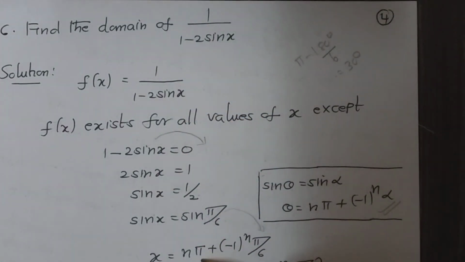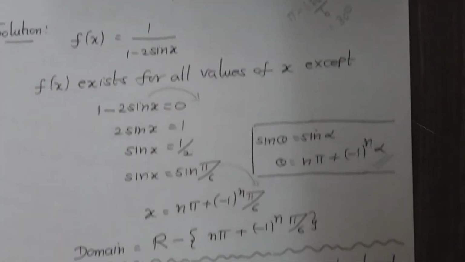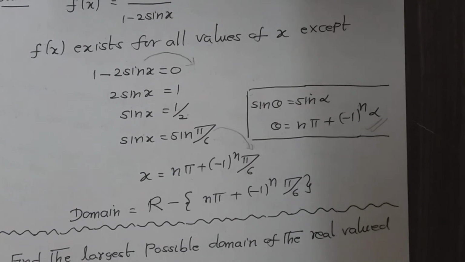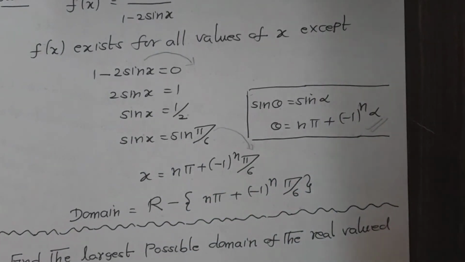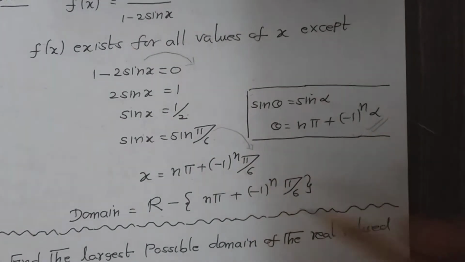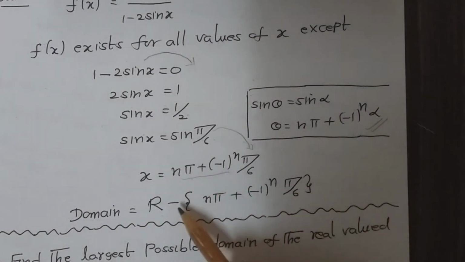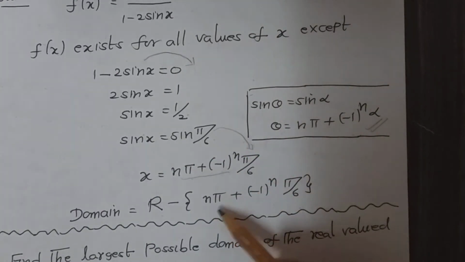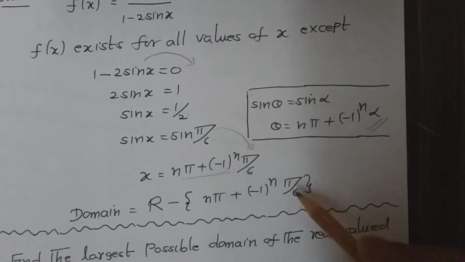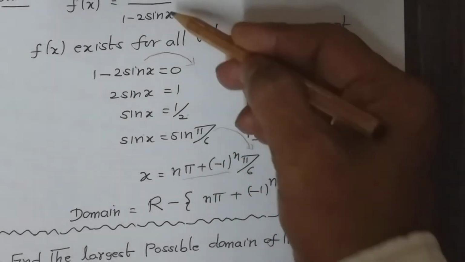These x values you have to subtract, because except for these x values this function is defined. So one more step extra: you should write the domain step like this. Domain is equal to capital R, that means all the real values of x, all the real values meaning natural number, whole number, rational, whatever it may be, except these values. That's why you have to subtract these x values, n pi plus minus 1 whole power n into pi by 6. For these x values, this is not defined.